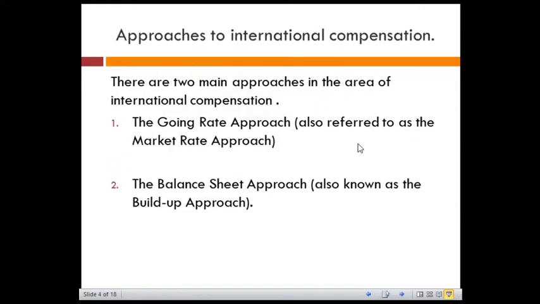There are mainly two approaches to the area of international compensation. There's the going rate approach, which is commonly known as the market rate approach, and then you have the balance sheet approach. This is the build-up approach.